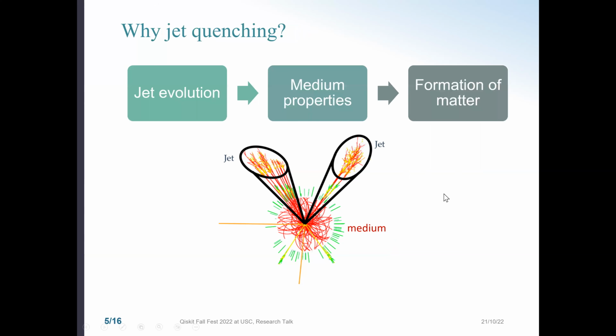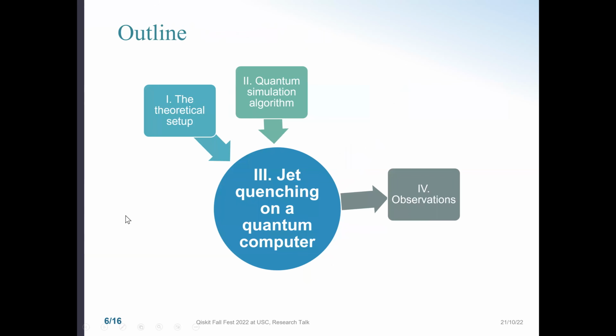And why are we interested in jet quenching? Because the jet goes through the medium, so if we study the properties of the jet, like how jets evolve, we could get some clue about the properties of the medium. And why are we interested in the medium created in heavy ion collisions? Because this could shed some light on how the matter of the universe was created in the beginning. So that's the big idea of this, and that's the basic idea of this work.